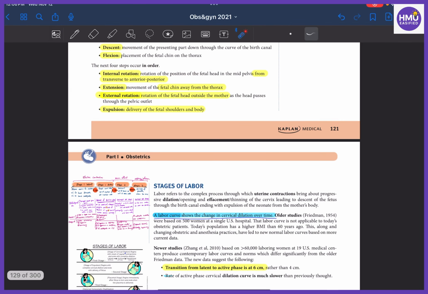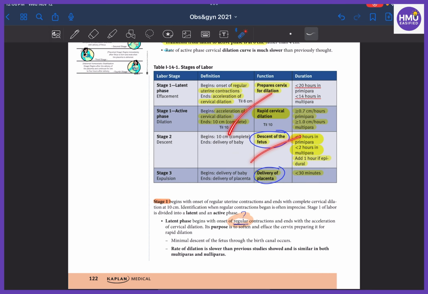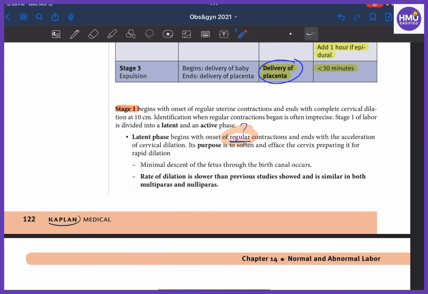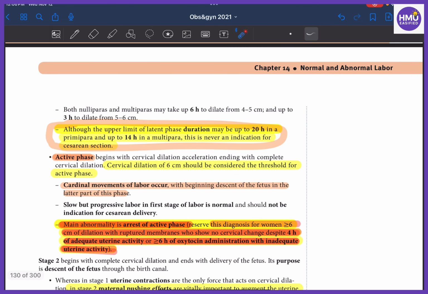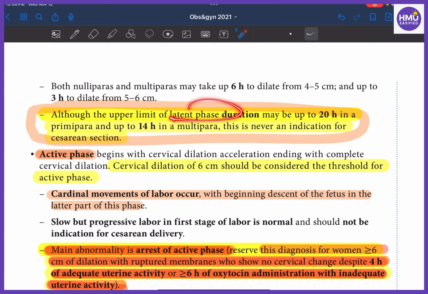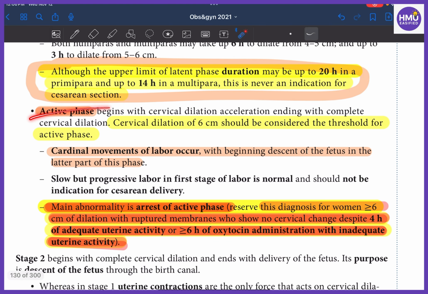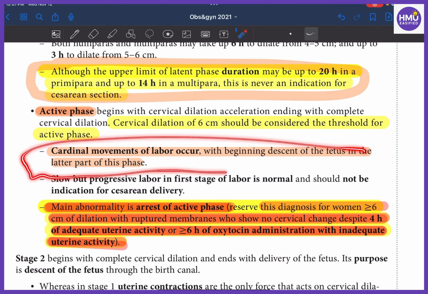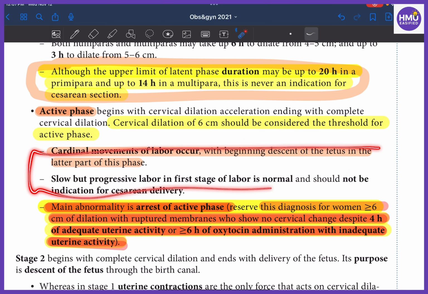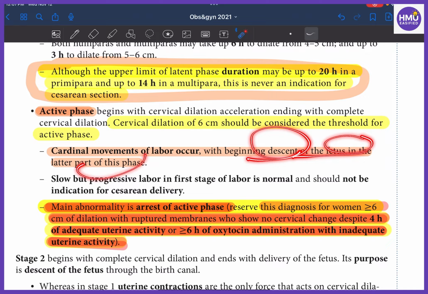Okay, so now we know this part of the table, and this is the same thing. Here is just stage 1, we talked about it. This is still stage 1. This is the latent phase. It says, although the upper limit of latent phase duration may be up to 20 hours in a primipara and 14 hours in a multipara, if the latent phase doesn't end in these times, it doesn't really instantly go and cut the mother's stomach, okay? The active phase, the thing is here, cardinal movement of labor occurs, the one we saw in the video, with beginning descent of the fetus in the latter part of this phase.